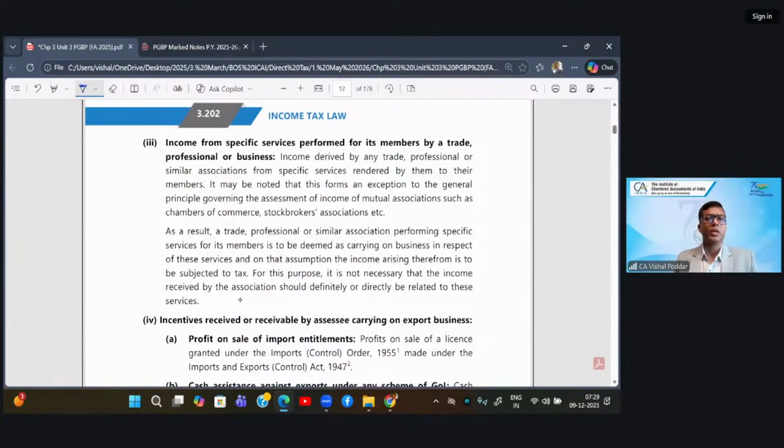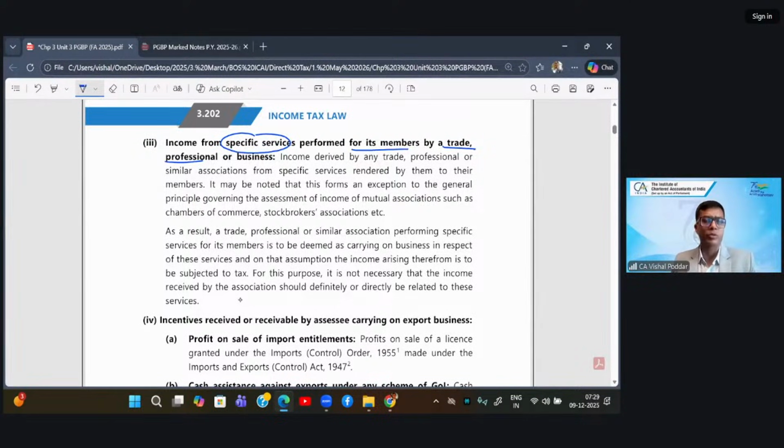Next, where there is any trade or professional body like our ICI, and it is rendering specific services to its members. So ICI conducts many programs for the members, many upgradations for the members, many activities for upscaling members. So for all these services where there is a specific fee charged, that is to be treated as business income. Now, why is this clarification required?